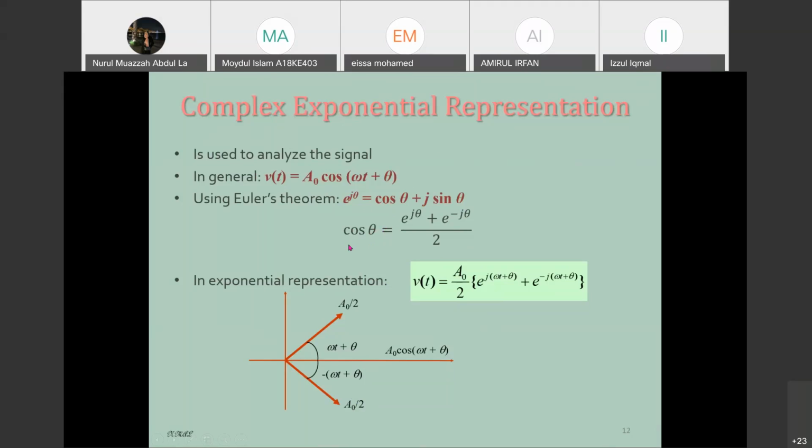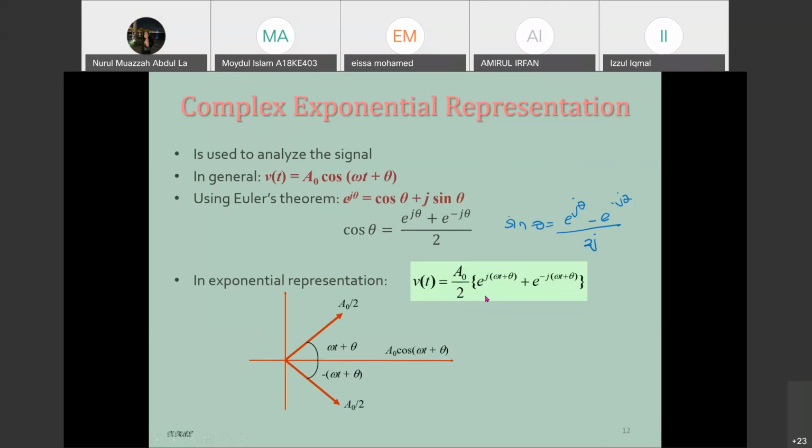So Euler's theorem says that cos theta is equal to exponent j theta plus exponent negative j theta, divided by 2. This is for cos. For sine, I hope this is correct, this is exponent j theta minus exponent negative j theta, divided by 2j. This is for sine. For sine, it has this imaginary number. So to change V(t) here, for cos theta, instead of just theta, you put here omega t plus theta.